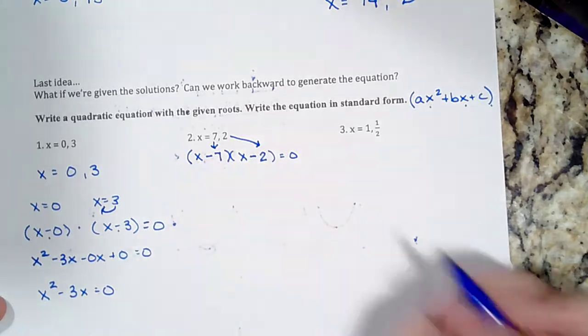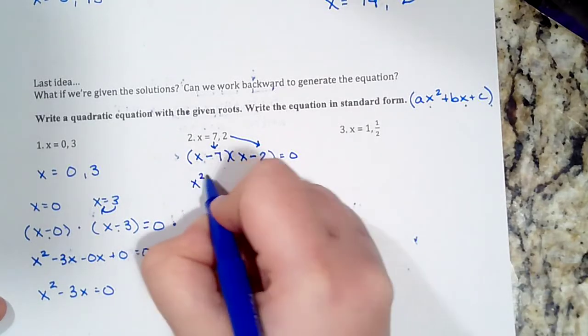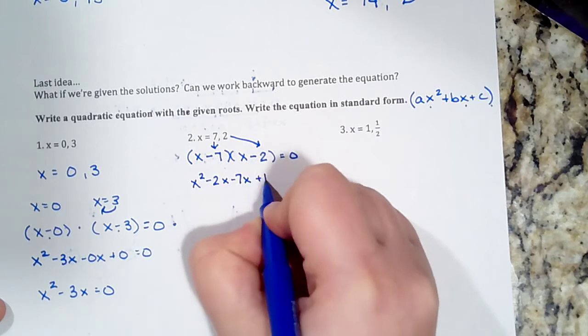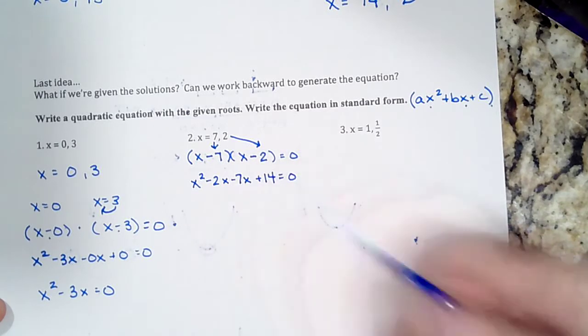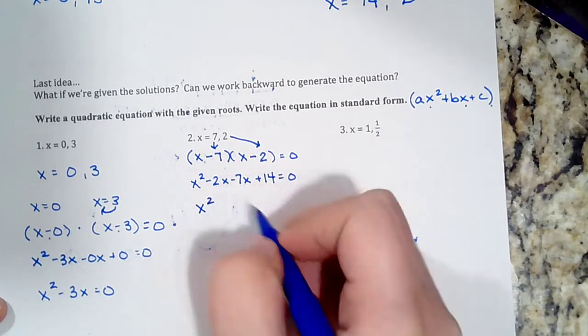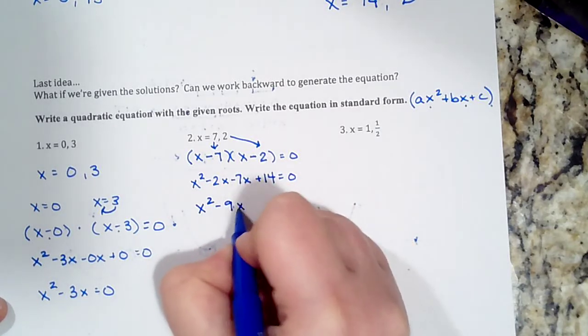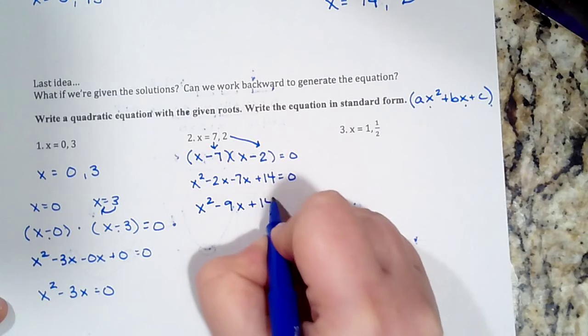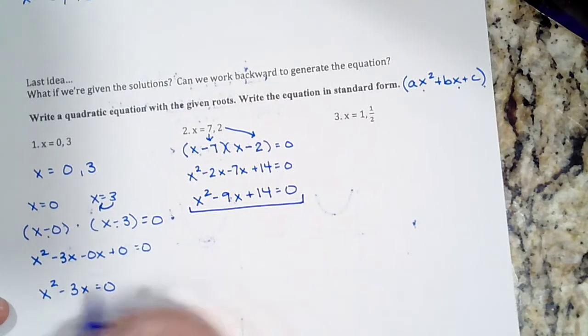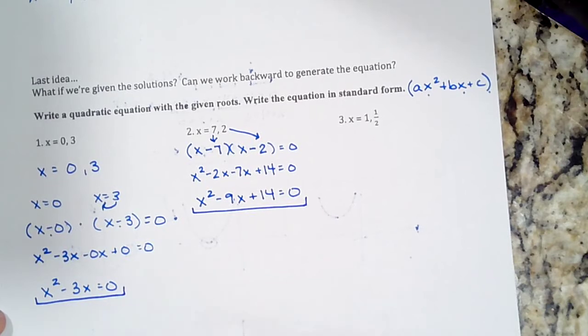From there, it's simple foiling again. X squared minus 2x minus 7x plus 14 equals 0. Simplify this down to x squared minus 9x plus 14 equals 0. Just like that.